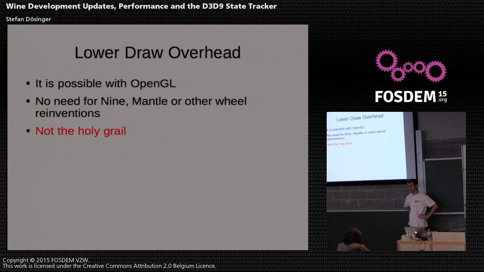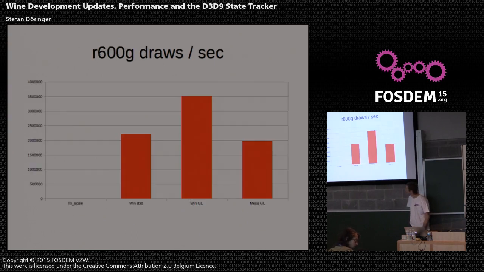But OpenGL is actually a pretty reasonable interface that can be implemented with a reasonably low draw overhead, and I believe it's not necessary to reinvent the wheel to lower draw overhead. And also, low draw overhead is not the holy grail. So let me show you what I mean with that.